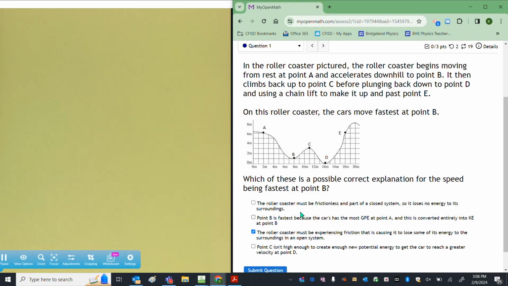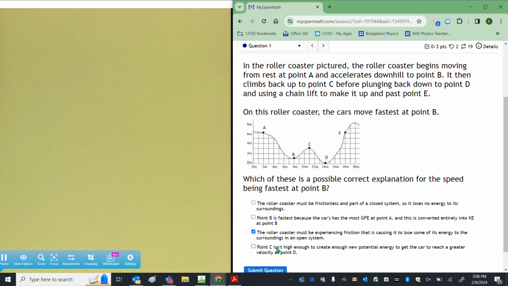These other answers, it can't be frictionless. If it were, D would be fastest. The next one says B is fastest because the cars have the most GPE at point A and it's converted entirely into KE at point B. Again, that's also not true. We still have some height at point B. From A to D, that should be a true statement, but not at B.